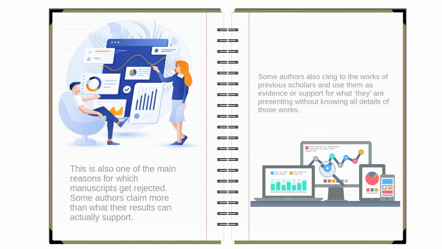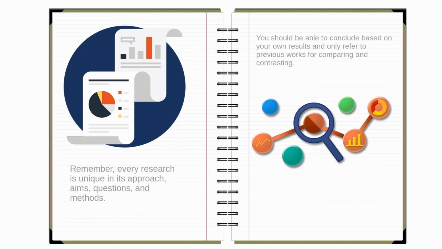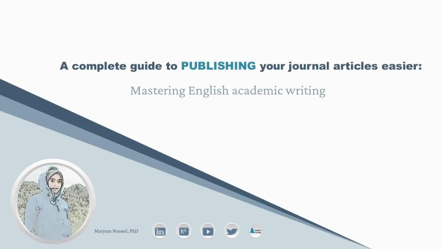Some authors claim more than what their results can actually support. Some authors also cling to the works of previous scholars and use them as evidence of support for what they are presenting without knowing all the details of those works. Remember, every research is unique in its approach, aims, questions, and methods. You should be able to conclude based on your own results and only refer to previous works for comparing and contrasting.